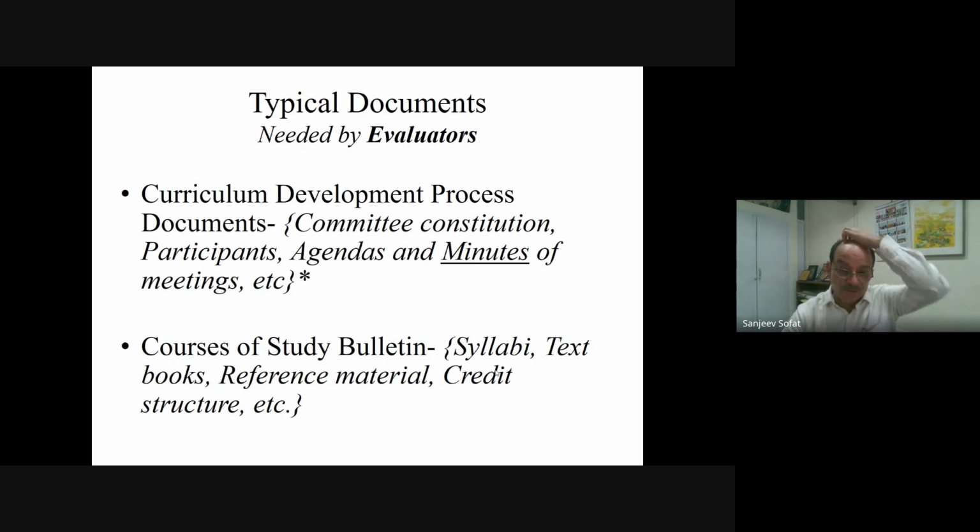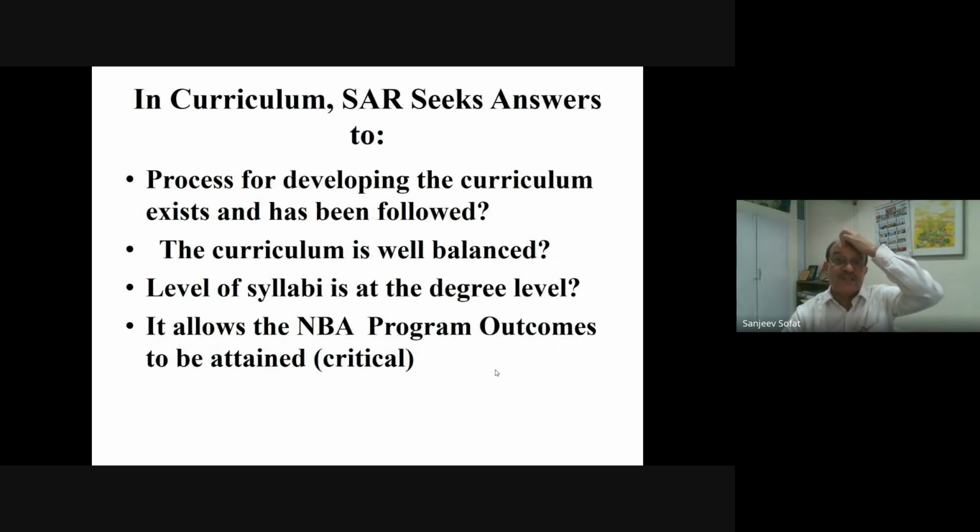We already talked about this course of study bulletin. Now, once we go for the accreditation purposes, you make your self-assessment report. Things which we try to find out are the process for development of the curriculum, whether the curriculum is well balanced, it's at the degree level, and whether it has been attained or not. This is what I thought I'd discuss with you.